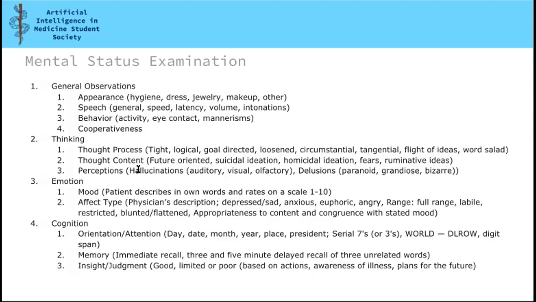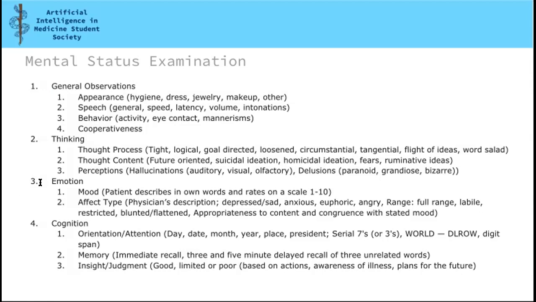And lastly, perceptions. And this is really big for things like schizophrenia. Are they hallucinating? Do they hear or see things that other people don't hear or see? And then delusions is just a belief that there's something there that isn't. So for example, being very paranoid or feeling very grandiose, thinking that you're literally the king of the world.